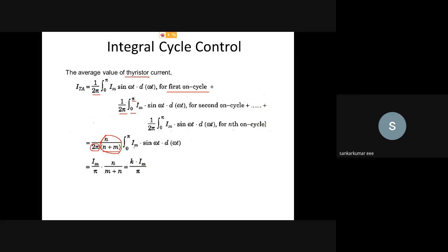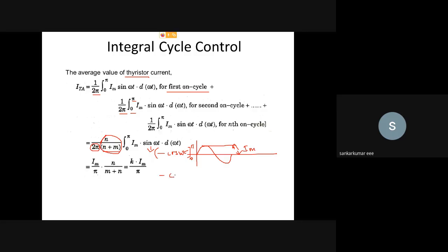The main things will be the same. The thyristor current will be Im sin omega t. Im sin omega t is your output current, the current will be of the same nature. So we have to integrate. Im can be taken outside, and integrating sin omega t gives minus cos omega t, and we can substitute the limit as 0 to pi.